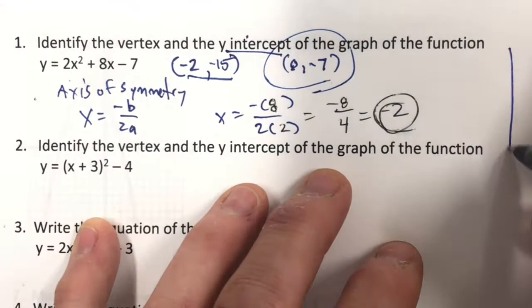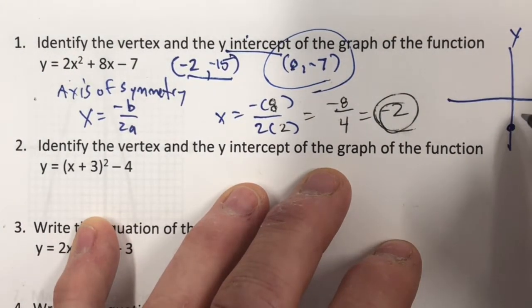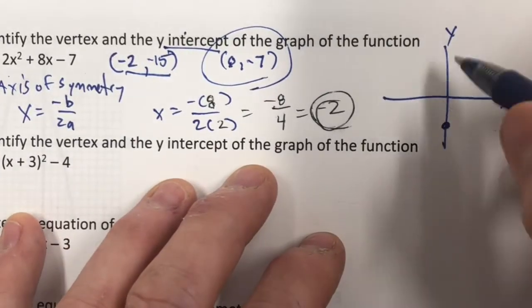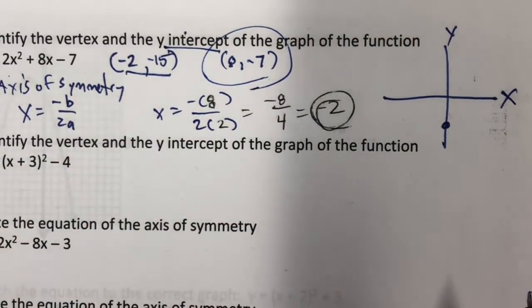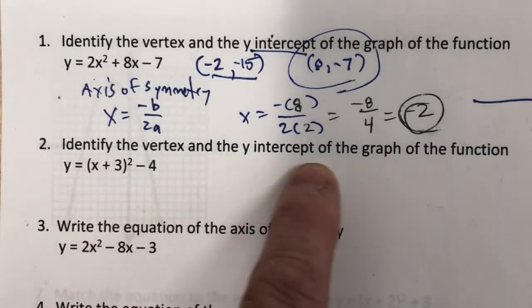What that means is, here's the x-axis, here's the y-axis, and so at 0, negative 7, that's the point that it crosses the y-axis, which is called the y-intercept. Okay, number 2, same thing, identify the vertex and the y-intercept of this one.